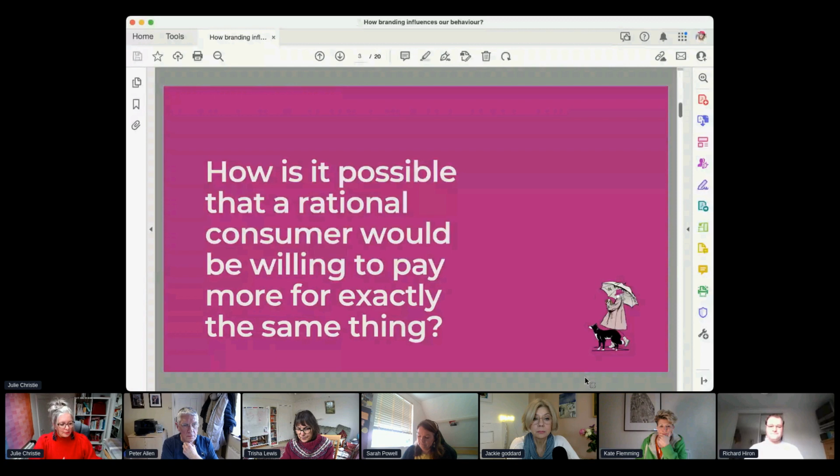So how is it possible that a consumer would be willing to pay more for exactly the same thing? And again, this is something we all wrestle with in our minds: how do we cost our services? How do we cost our products? How much is our competition? We have to be cheaper, and cheaper is not always the way to go. Price point is one of the least deciding factors in our buying decisions.